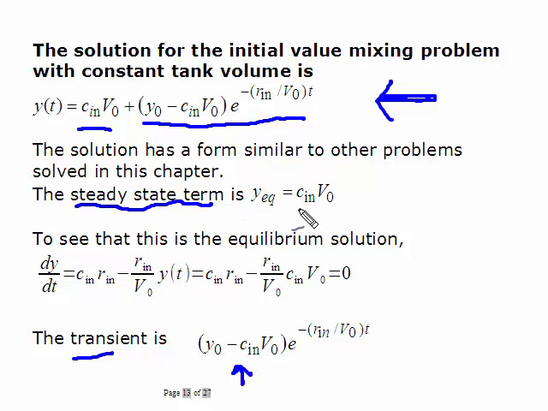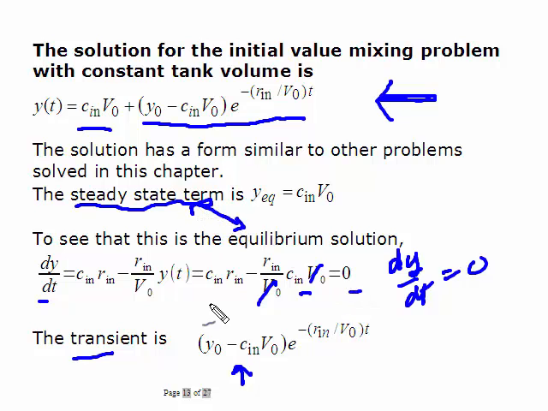The steady state is the equilibrium. If you put this value into the original differential equation, you end up with 0. Remember, an equilibrium solution is one for which dy/dt equals 0, and when we put the steady state into that differential equation, we end up with 0, showing that the steady state and the equilibrium are the same.